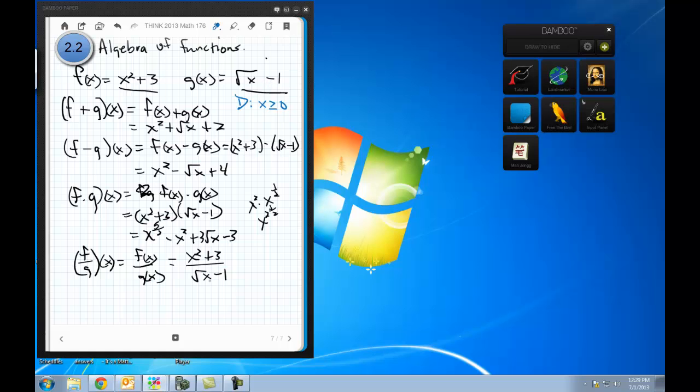But notice my problem here. I need to be really careful when I start dividing functions, because I lose values. Notice that x cannot be 1. Even though x was allowed to be 1 up here, it doesn't work, because now it's in a denominator, and I'll end up with a denominator of 0. No good.